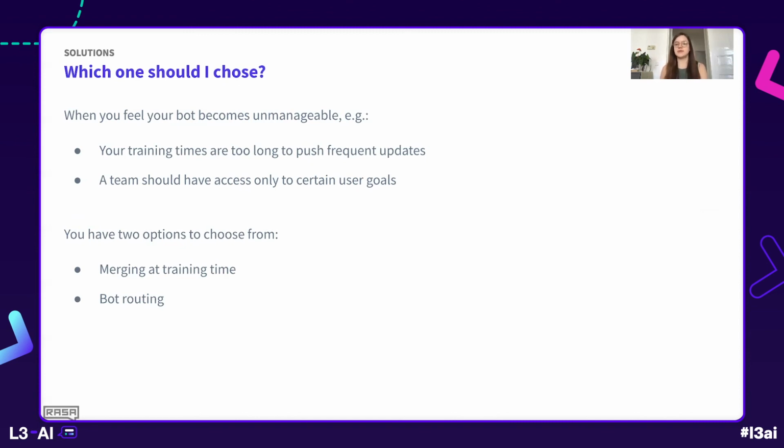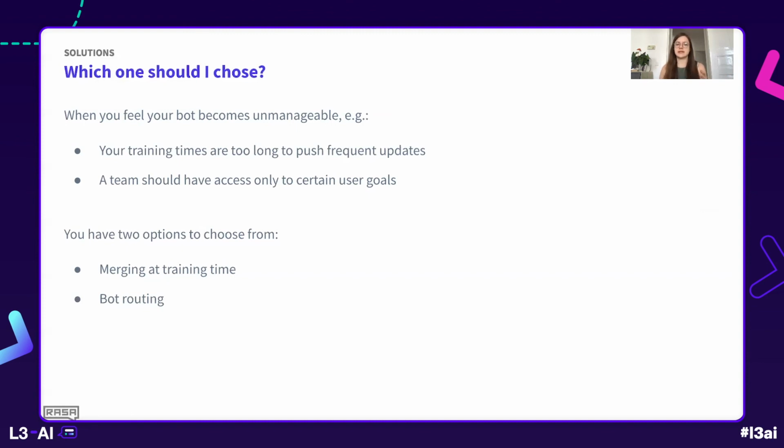So you want to update your bot daily or something, but your model takes like 12 hours to train. That would be a good reason to go away from those approaches. The other one is certain teams only having access to certain user goals. If there's one team working on one user goal, they shouldn't be able to change the other one, and you don't want them to get into each other's way. So having a way to separate out their work.